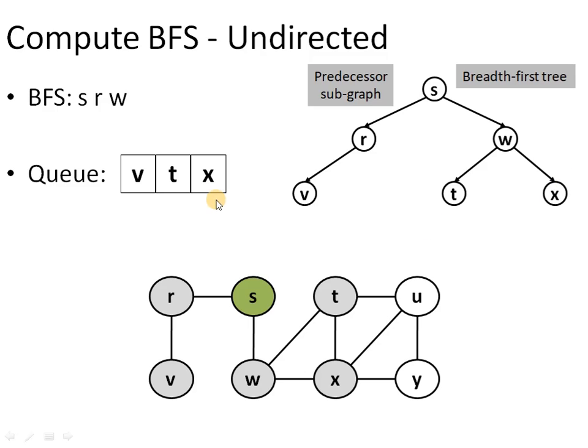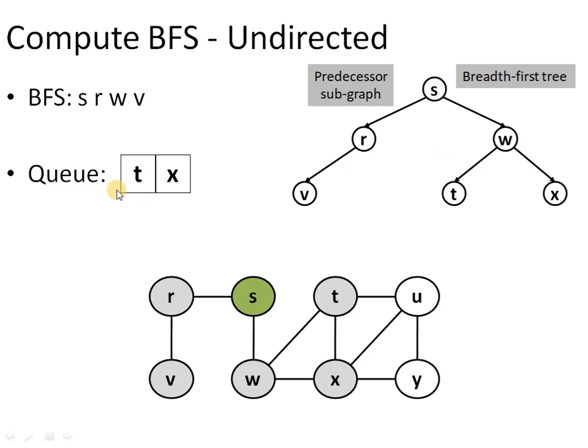Then we have to dequeue V. V is not adjacent to any vertex except R, and we have already visited R. So V will simply be dequeued and added to BFS, and no other vertex will be added after the dequeue of V. So we have dequeued V, added it to BFS, and there is no other change either in the queue or in the breadth first tree.